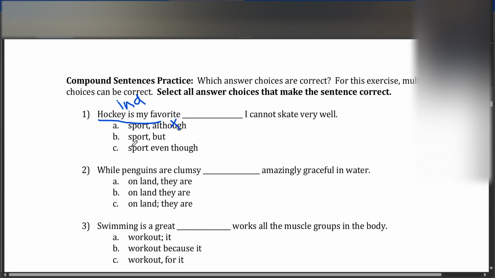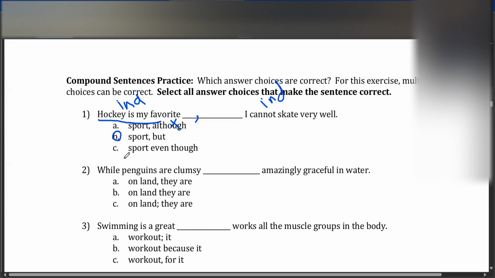Now let's look at choice B, sport but. Let's read the sentence. Hockey is my favorite sport, comma, but, yes, it makes sense, comma, fanboys. If we have an independent clause and another independent clause, we can join them using comma, fanboys. So B is a correct answer.